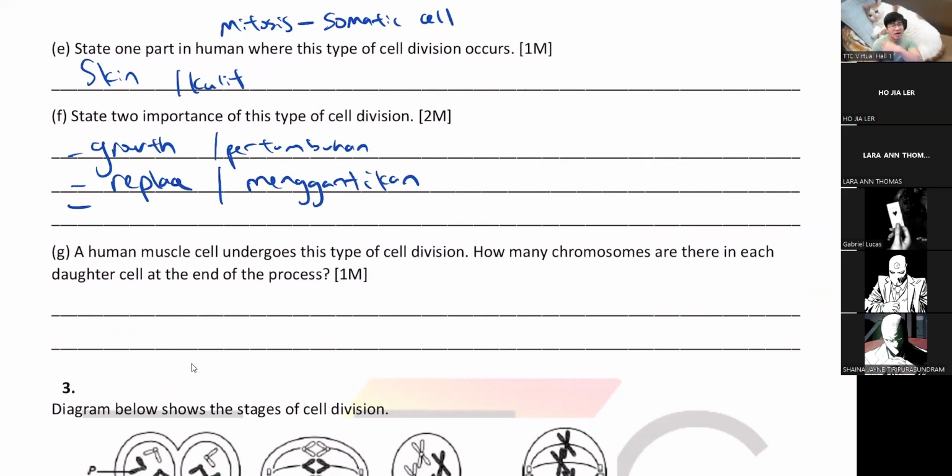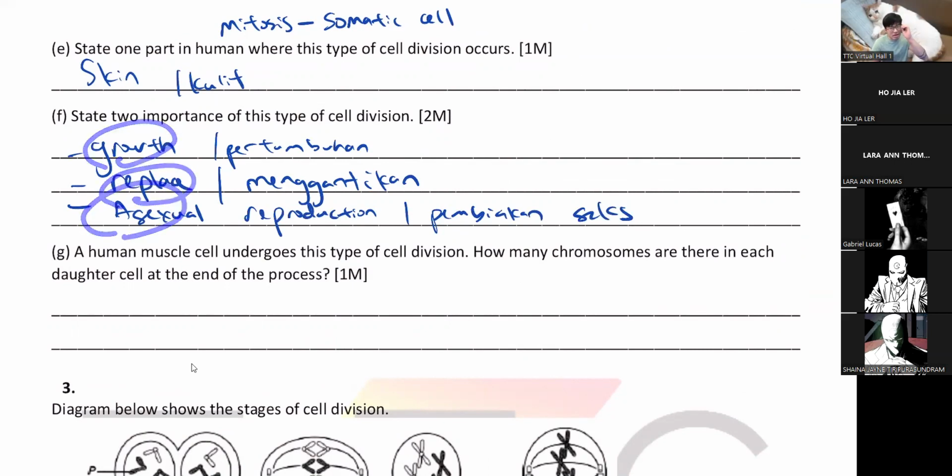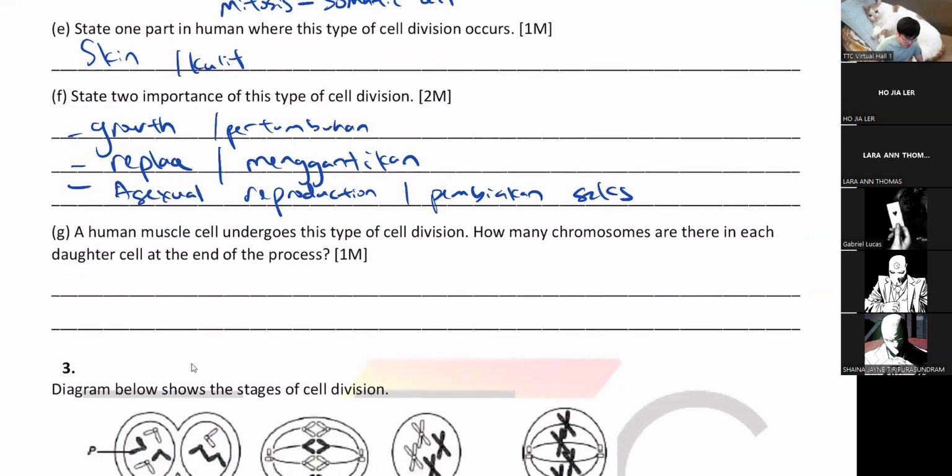And then the third one, bacteria. What do they do mitosis for? They do it for asexual reproduction, pembiakan seks. So just remember me, you, and bacteria. That's the 3 functions. That's what mitosis is for.